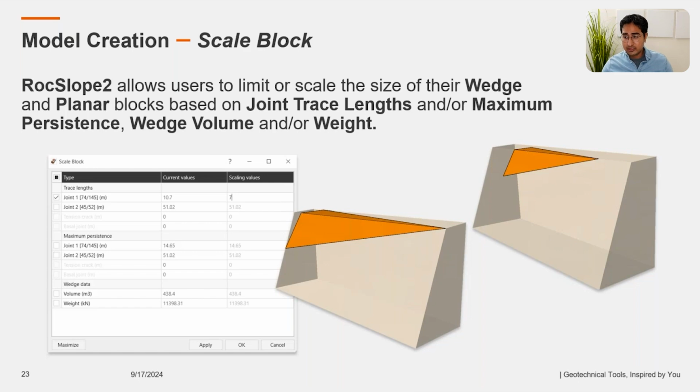An important aspect of dealing with the stability of wedge and planar blocks is actually the possibility for smaller sized blocks to form. This is as a result of the distribution of joint traces on the slope surface, and RocSlope2 allows users to limit or scale the size of their wedge and planar blocks. And this can be done based on the joint trace lengths, the maximum persistence of the joints, the wedge volume, or the weight of the block.